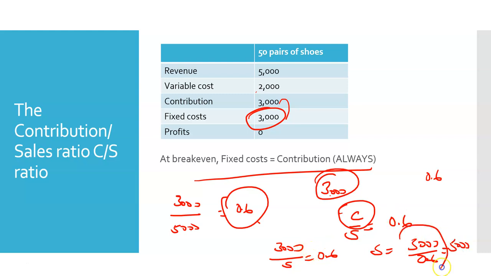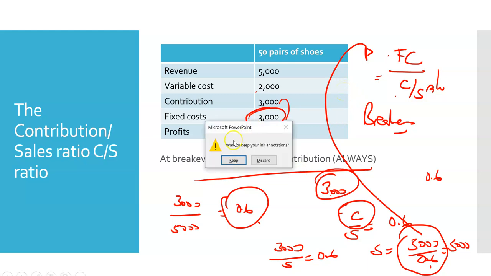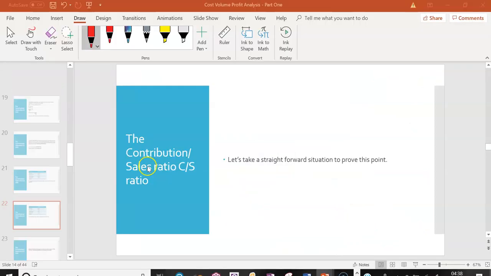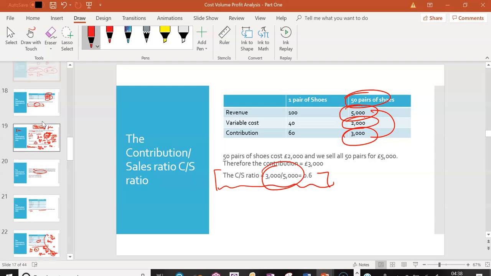So in effect, this now looks like this: fixed costs divided by C over S ratio. 3,000 is my fixed cost, 0.6 is my C over S ratio, and this is equal to break-even revenue. So there we are. We've deduced the break-even formula. So very quickly, before I end this video, let me just go back and answer that particular question.